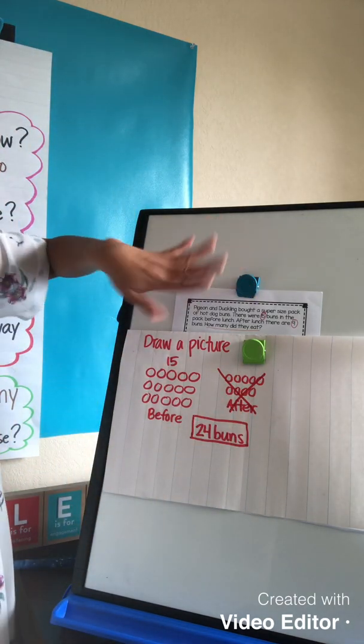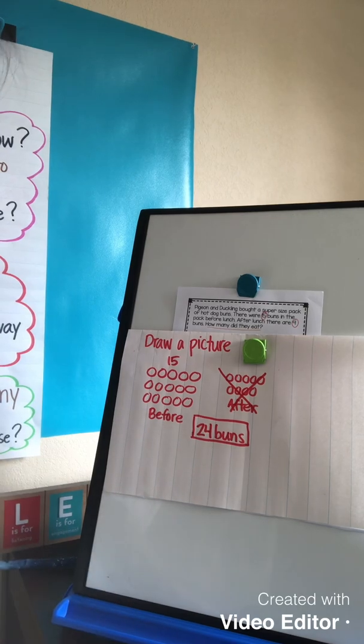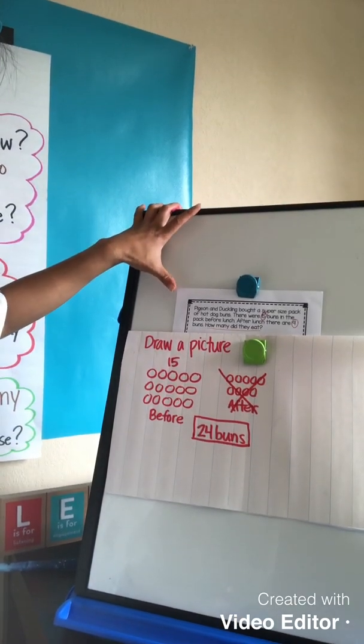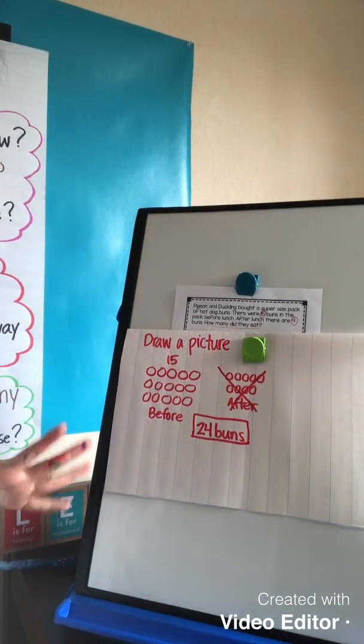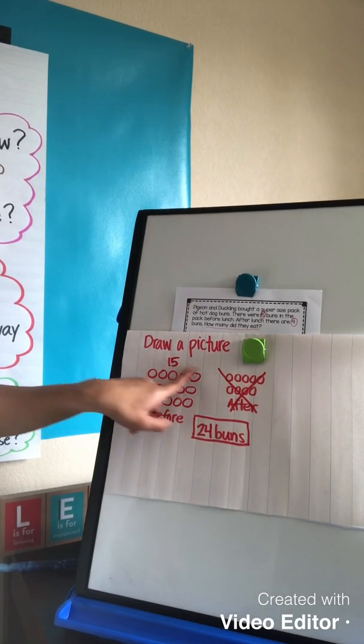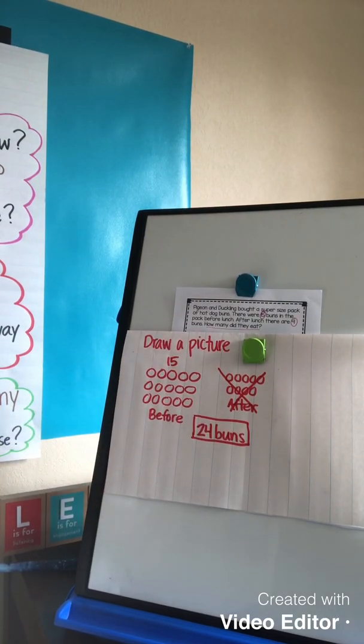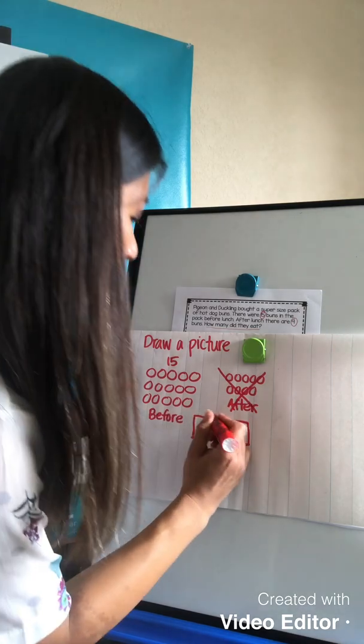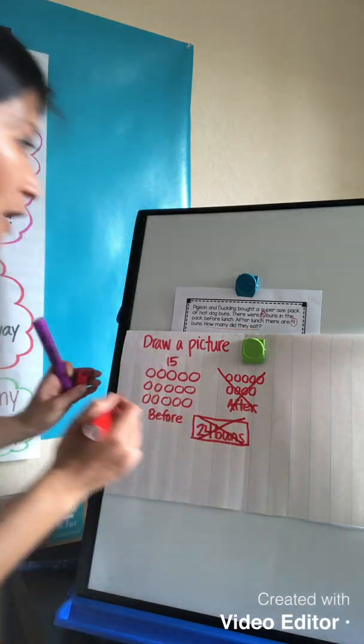Let me read my word problem again and see if I can try to solve it a different way. So Pigeon and Duckling bought a supersized pack of hot dog buns. There were 15 buns in the pack before lunch. After lunch, there are 9 buns left. How many did they eat? Let me actually cross this out. How many did they eat?